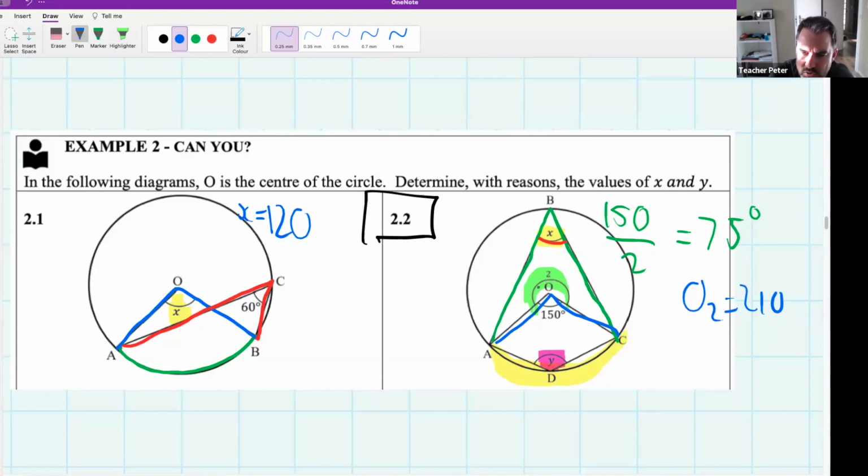But if that one is 210, what is Y going to be? So we've decided that must be 210 because 210 plus 150 gives me 360, which is the whole way around. But what is half of... well, okay, let me not give it away. What do you think Y is going to be then?